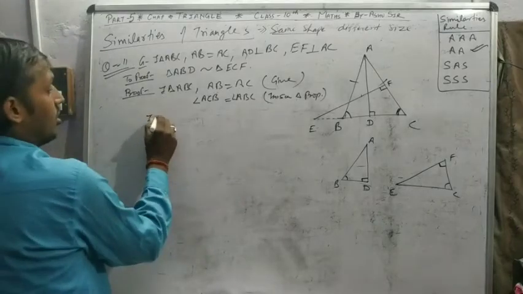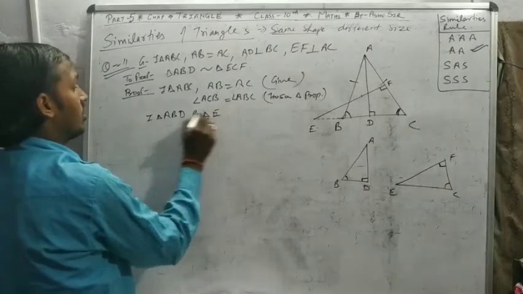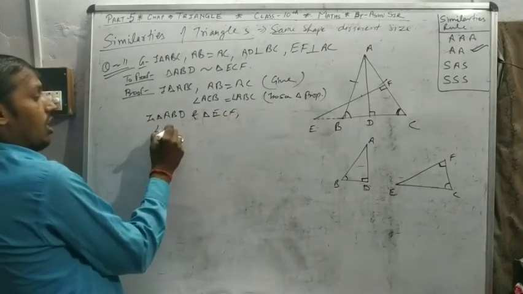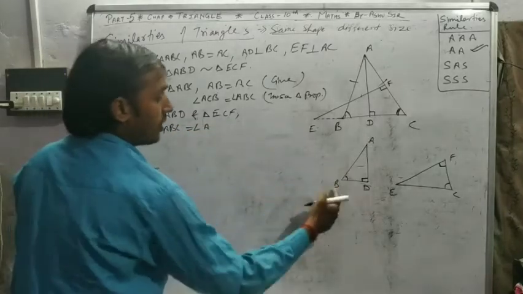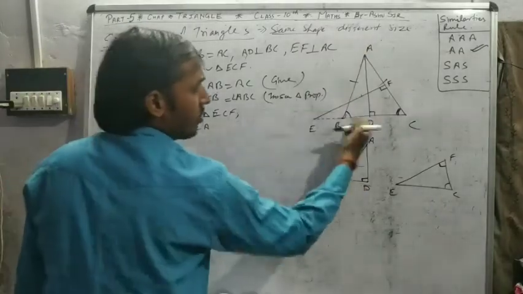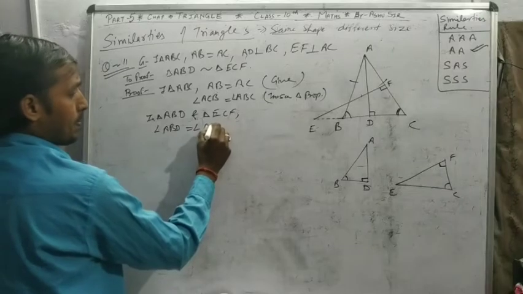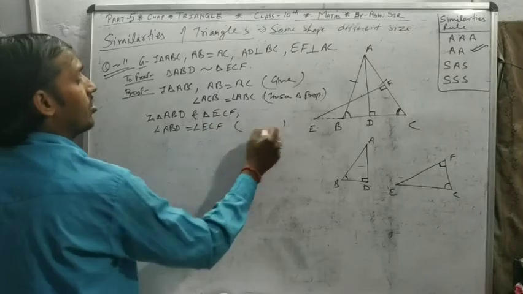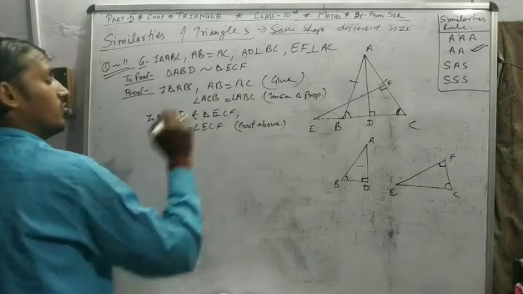Take triangle ABD and triangle ECF. Angle ABC is equal to angle ABD. In this triangle, that is ABD, that is ABC, the same angle is equal to angle ECF. Proved above. We already proved it above.